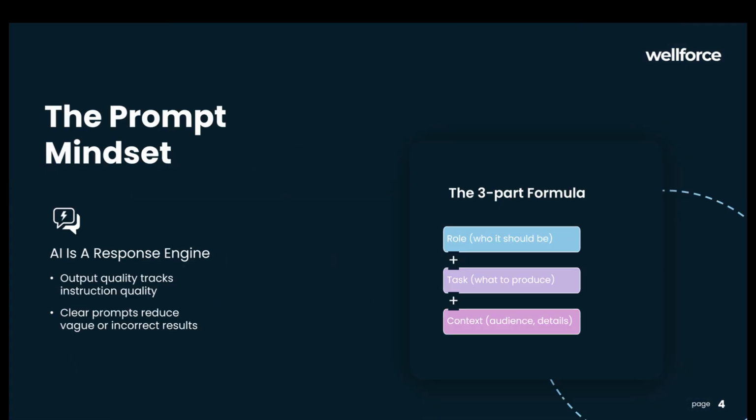So let's start with the prompt mindset. This is actually going to precede the workflows. And this is also going to completely change how you use AI and how useful it is for you. AI is a very capable assistant, but it needs clear instructions. The formula I use is role, task, context. You tell AI what role to play, what you need it to do, and enough context to do it well.